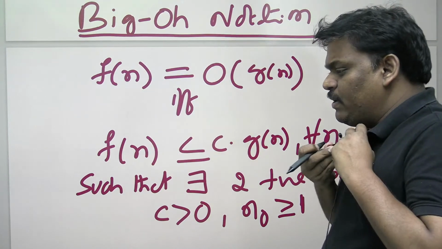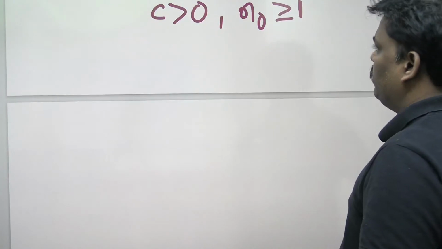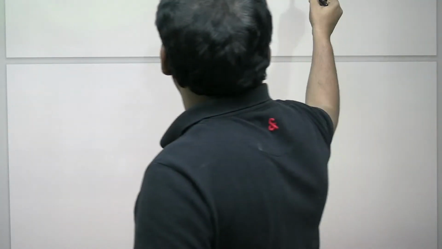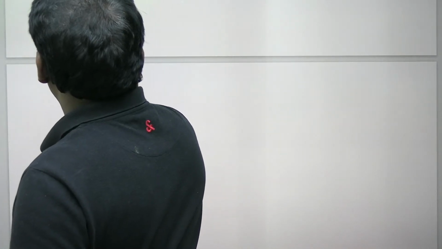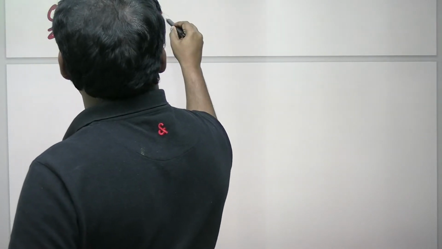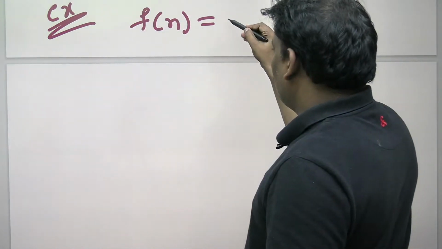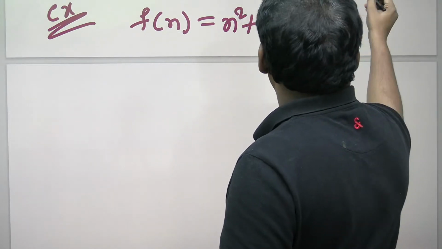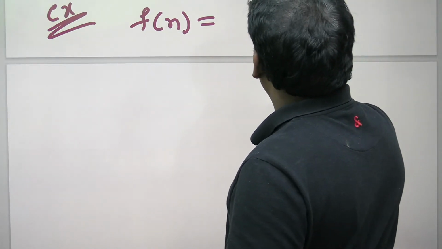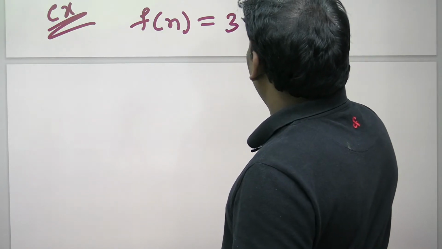Within a few minutes, I will give the example. Let's start the example. See the example now. Let us assume that f of n is equal to n square plus... f of n is equal to, I am writing this, 3n plus 2.